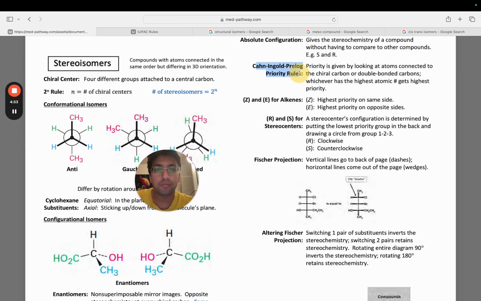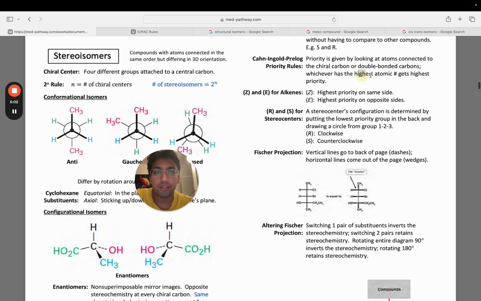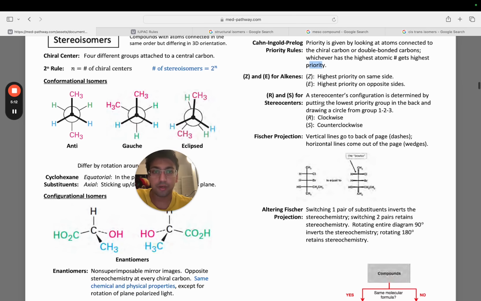So this is basically the priority rules. This is how you define things. Priority is given by looking at atoms connected to the chiral carbon or double-bonded carbons. Whichever one has the highest atomic number gets the highest priority. So if we're looking at a chloride and a fluoride, then the chloride would get priority because it has a higher atomic number.